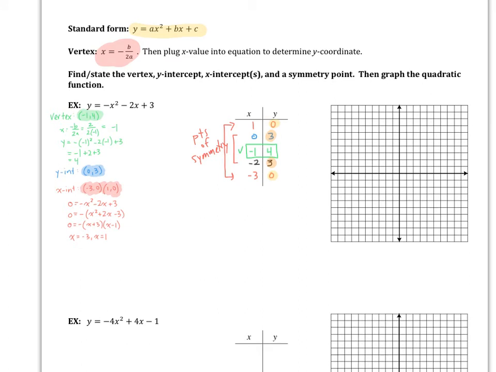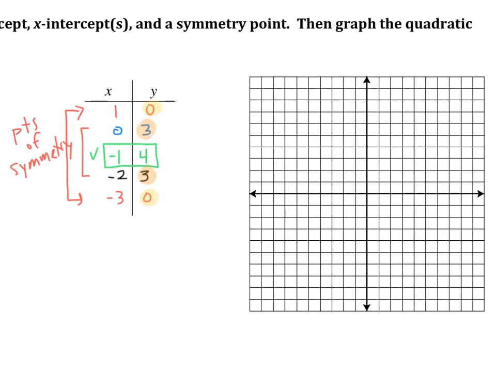We've got our vertex of -1, 4, and we can go ahead and plot those other points and get a good shape to our graph. So let's go ahead and zoom in. We've got the point -1, 4. We have the point 0, 3, and its symmetric point -2, 3. We have the point 1, 0, which is an x-intercept, and its symmetric point, also an x-intercept, -3, 0. Now we can go ahead and connect these nicely, and they've got a nice curve shape to it. And there we have it, our parabola.